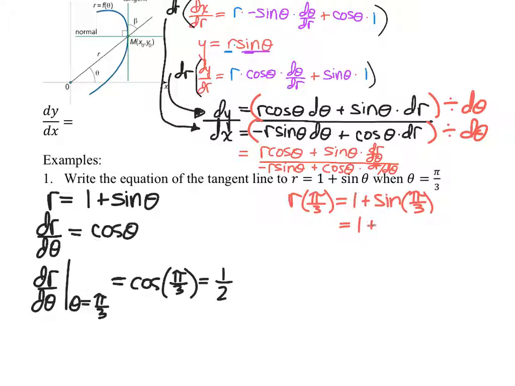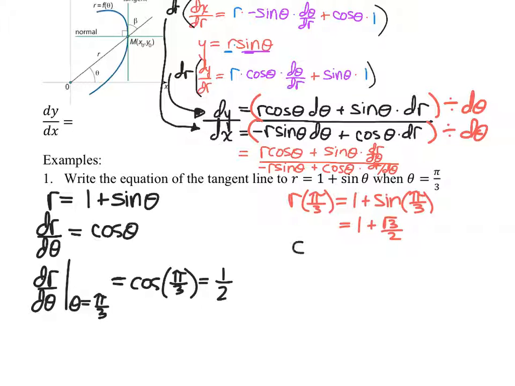So that's 1 plus root 3 over 2. Not the nicest thing in the world, but we'll live with it. All right. Then I also need cosine of theta and sine of theta, but that's all unit circle stuff. It never hurts to just write it down, so why not, right?